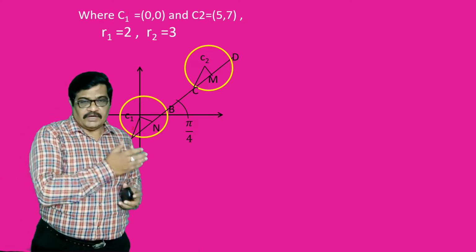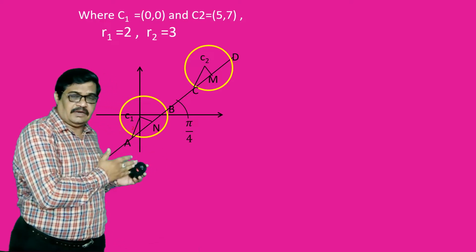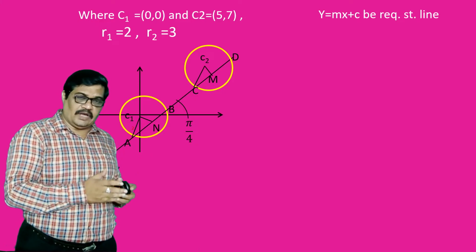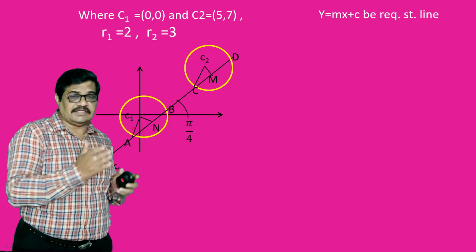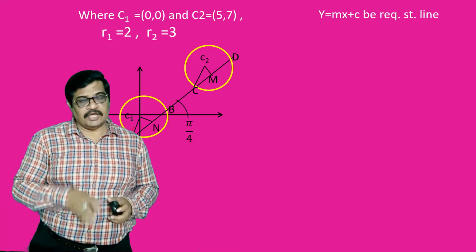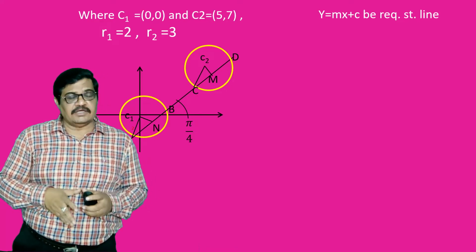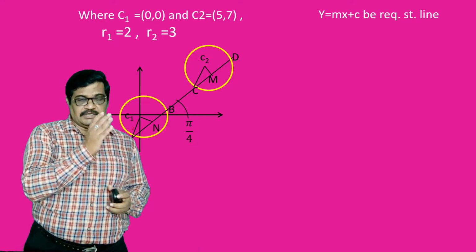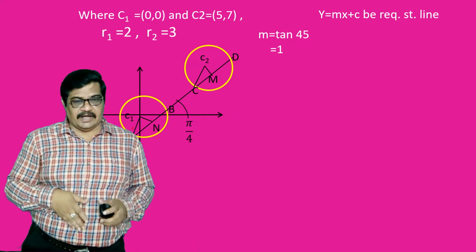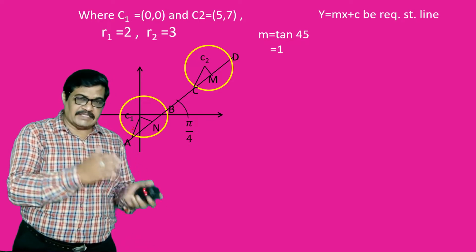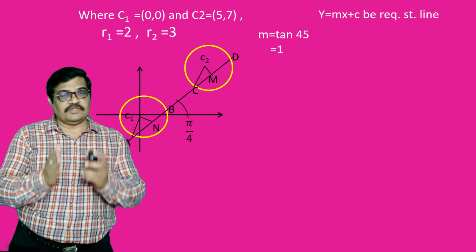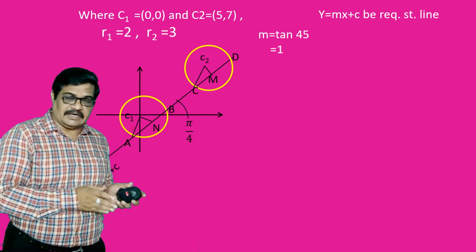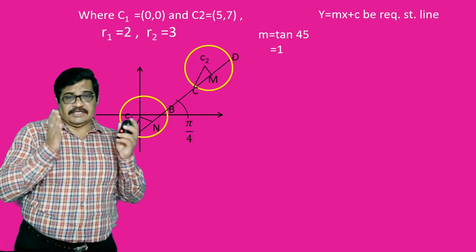We have to take the given line, the line that makes equal intercepts on the two circles. We take that line as y is equal to mx plus c. That is our required straight line. We are assuming the required line is y is equal to mx plus c. Here the line makes an angle pi by 4 with the x-axis, so that is the inclination of the line. Then we get the slope of that line.